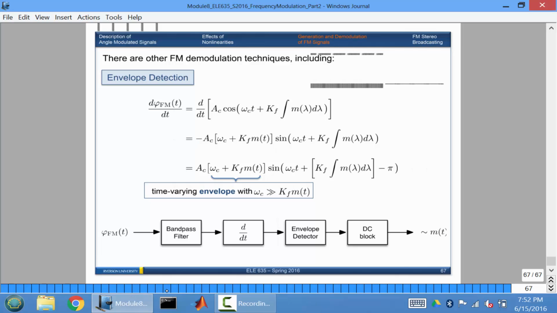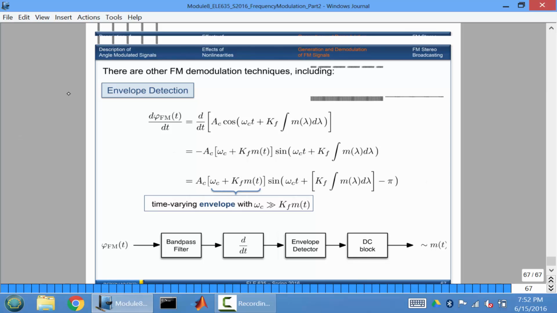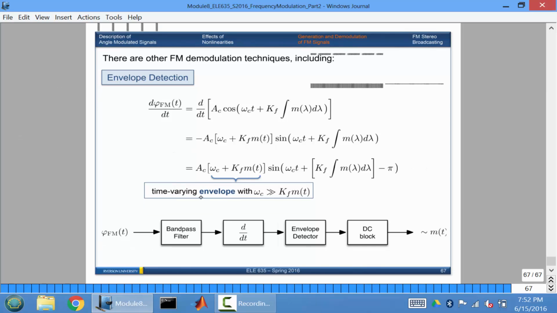So there are other ways you can demodulate FM signals, right? For example, you can use envelope detection if you want. What you can do is put a bandpass filter, take the derivative, put an envelope detector, and then put a DC block. So what's happening here? Let's do this for a moment. If you took the derivative of your FM signal, this is very simple. This is basically the chain rule.